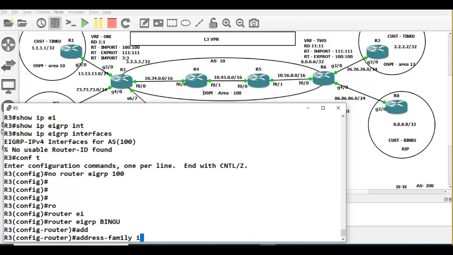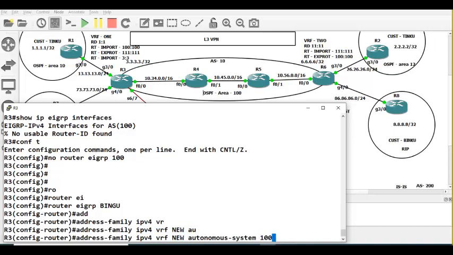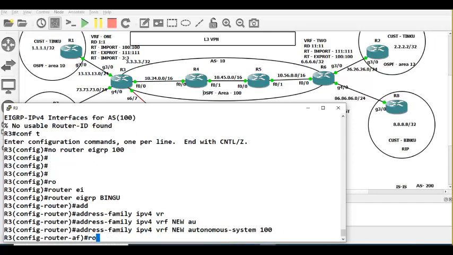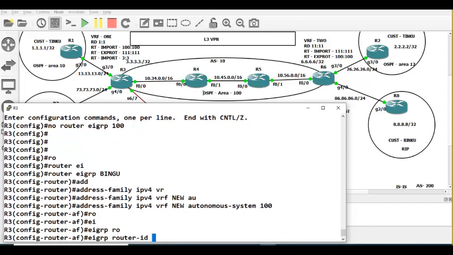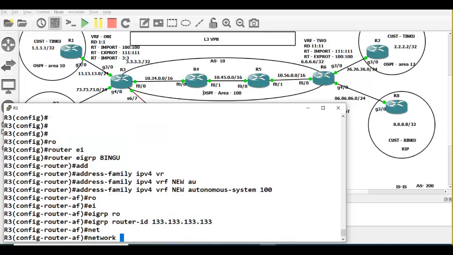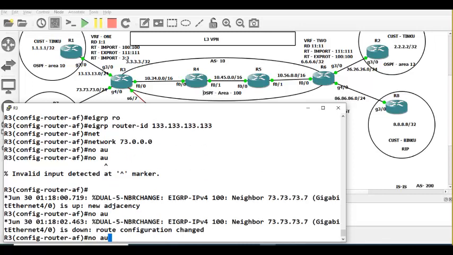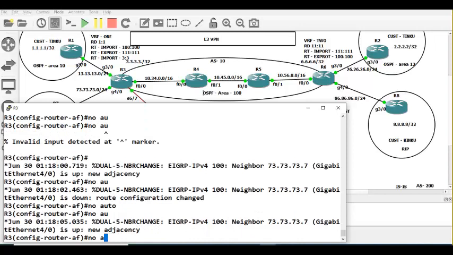Address family IPv4 VRF new. Autonomous system, this 100 should match. Router EIGRP router ID, I'm just giving 133.133.133.133. Network 7.3. No decimal. This time, neighbor should come. See, it has come. No decimal is not working here. Alright, neighbor has come.